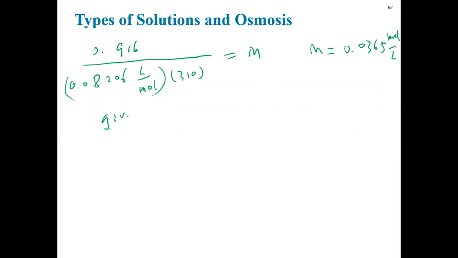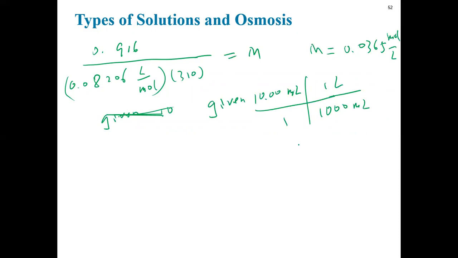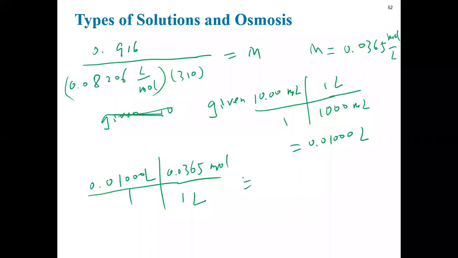Given your total volume, 10.00 milliliter, you do a conversion, 1 liter per 1,000 milliliter, to get 0.01000 liter. So they are ready. So you have 0.0100 liter over 1, and then the given concentration is 0.0365 moles per 1 L. Therefore, you find out how many moles of your protein. So that is 3.65 times 10 to the negative 4 moles.